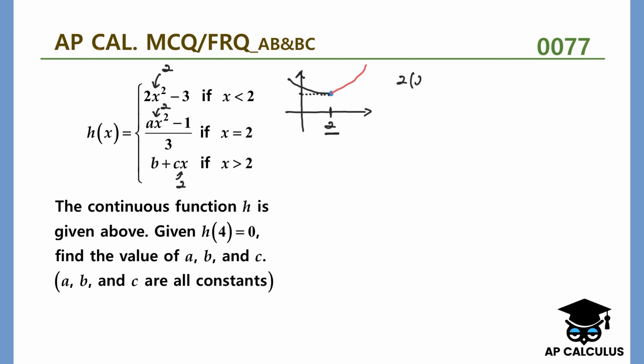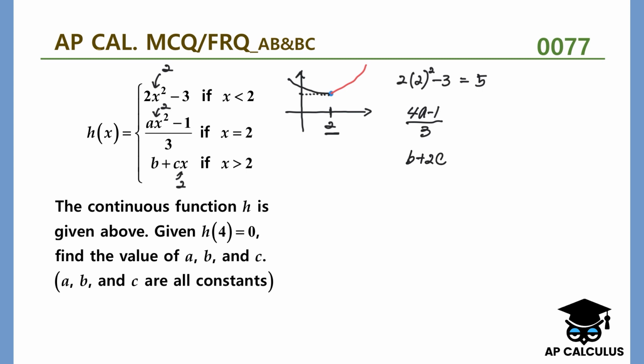2 times 2 squared minus 3 is equal to 8 minus 3. That's 5, right? Here, if we substitute 2 for x, that's going to be 4a minus 1 over 3. Here, if we substitute 2 for x, we will have b plus 2c. Okay, so far so good.